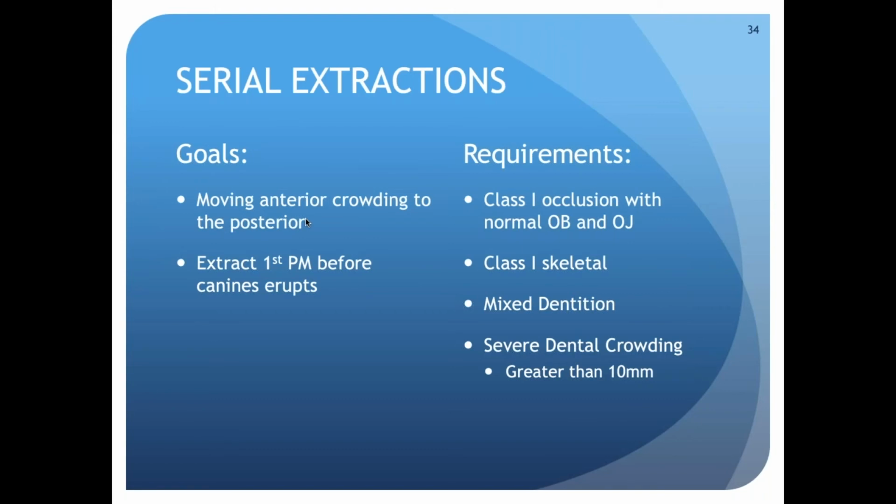Again, very specific patient that we're going to do this in. They have to have class 1 occlusion with a normal overbite and overjet. Skeletally, they need to be a class 1. They need to be in their mixed dentition. And we have to have severe dental crowding, so greater than 10 millimeters of crowding.